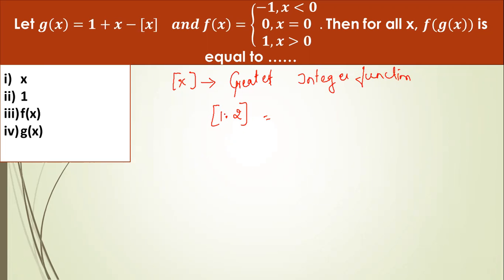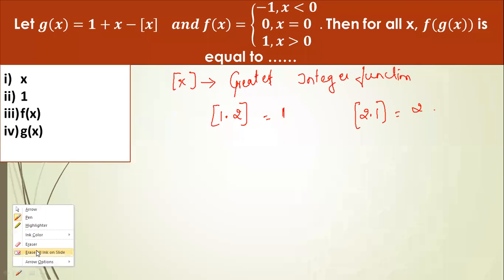Here the given number is 1.2. What is the integer less than or equal to 1.2? Which is the nearest integer to 1.2? It is 1. So the greatest integer of 1.2 is 1. Suppose you have 2.1. What is the greatest integer? It is 2. Okay, so now you remember the greatest integer function.